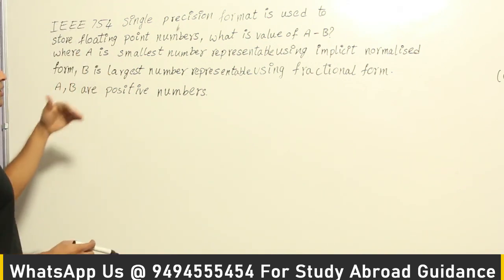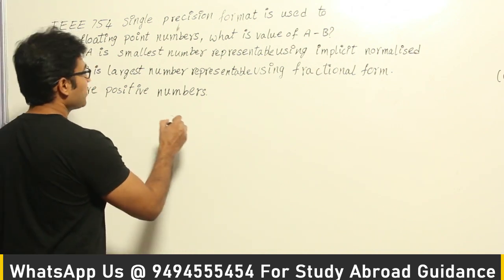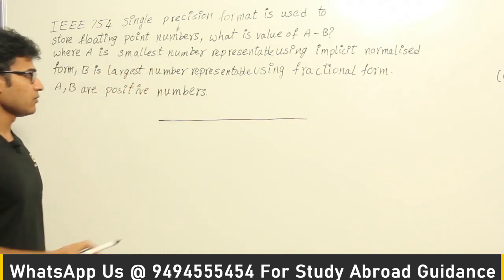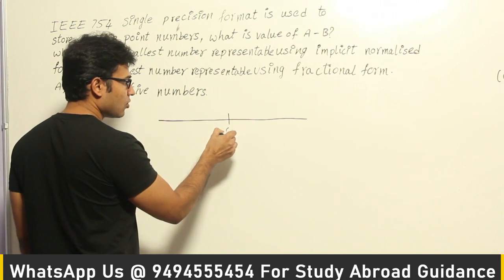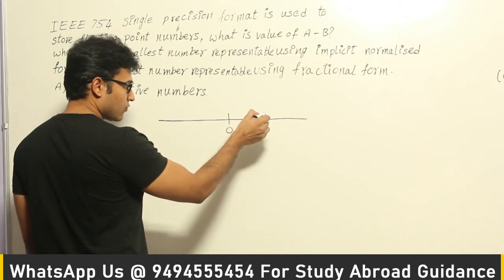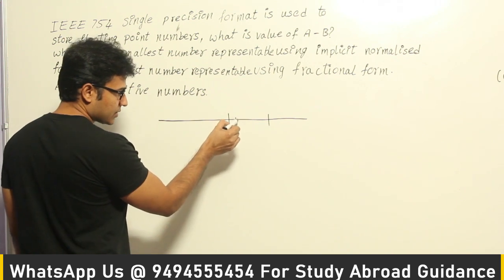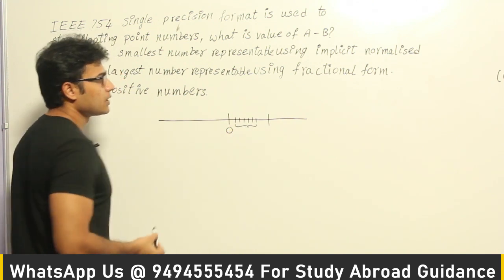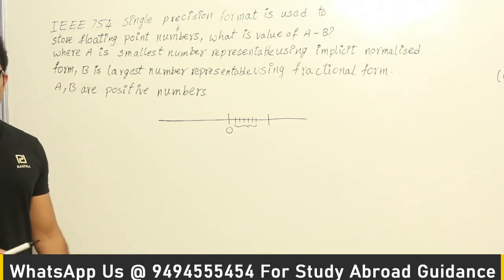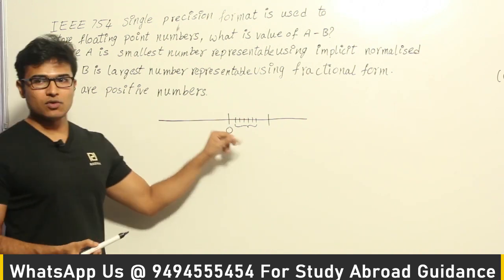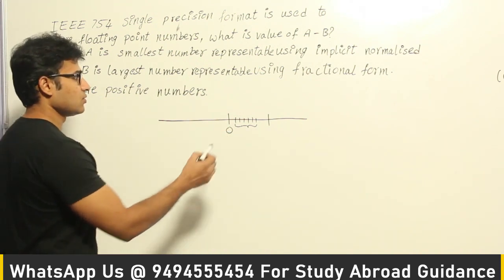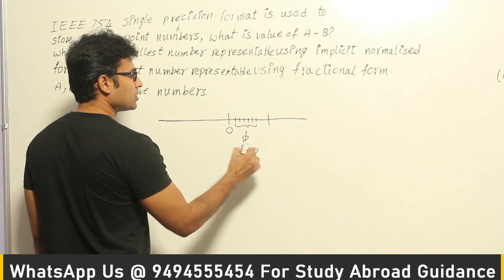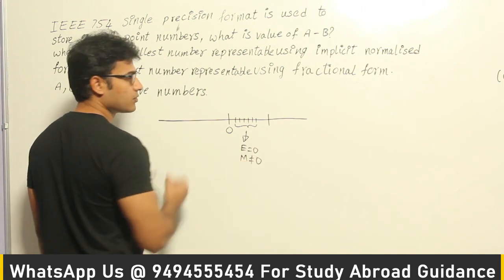So before talking about solving this question, I'll just tell you how IEEE 754 single precision will distribute the numbers representable. Now if we assume that this is the number line and this is 0, then between 0 and 1 some numbers will be represented using the fractional form. So what is fractional form? I told you that fractional form is when e equal to 0 and m is not equal to 0. Whenever numbers are representable by the case where e is equal to 0 and m is not equal to 0, that is the fractional form.